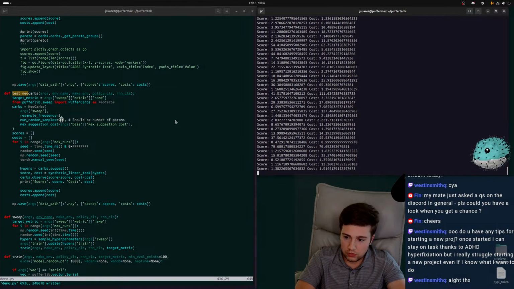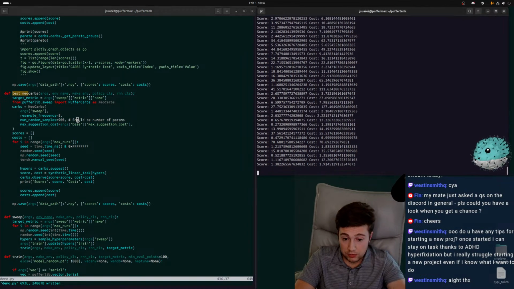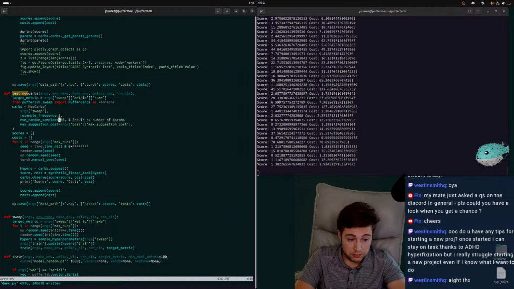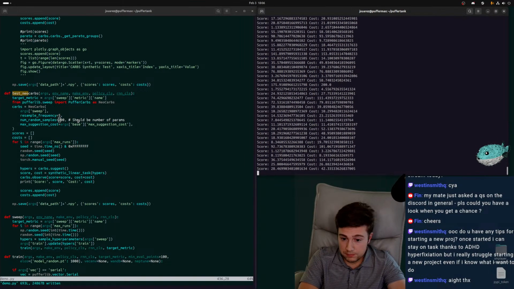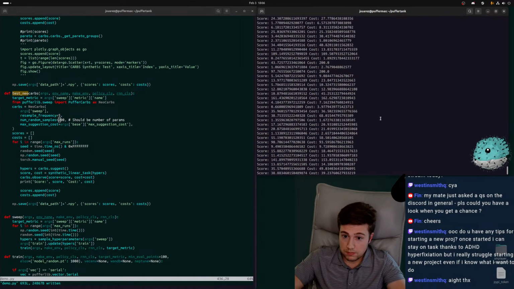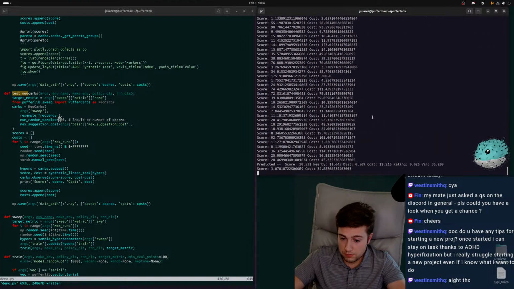Gaussian processes don't like it when you have a lot of points, do they? They really don't seem to like it when you have a lot of points. Holy. There we go.